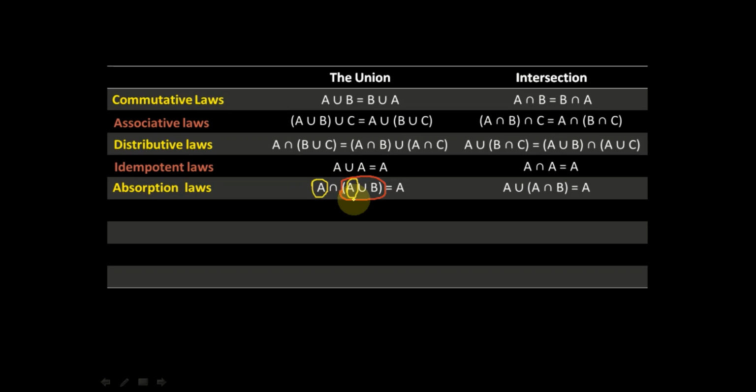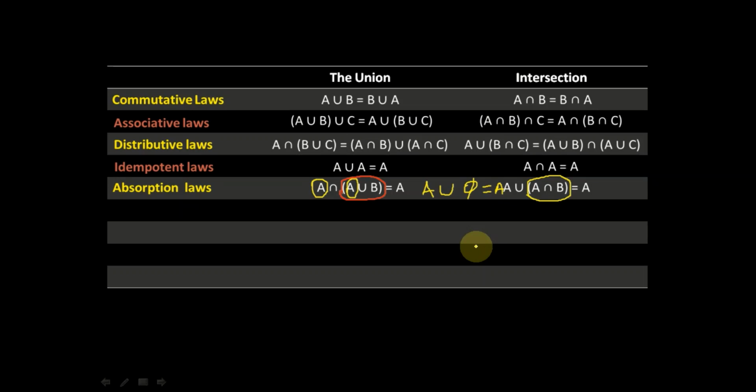Under the intersection column, let's check on this side again. The intersection of A and B is empty. Why is it empty? It's empty because A is not equal to B, so all those sets that are in A are not in B. So here we simply have the union of A and empty, which is equivalent to A.